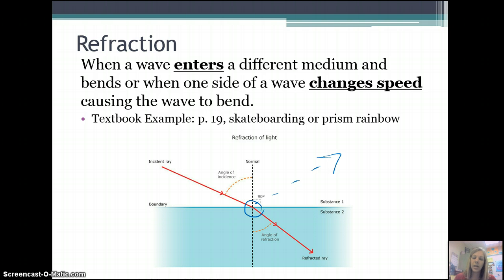In your textbook, it uses two examples. It talks about a skateboarder. You're skateboarding along, you hit some grass, and therefore this would be the new medium, the grass. And what happens is the wheels get caught on the grass, you're going to curve into the grass, and it's going to slow down your motion. And so therefore it changes the angle that you were moving in. Also a prism rainbow. It shows you an example of how light is often refracted through objects.